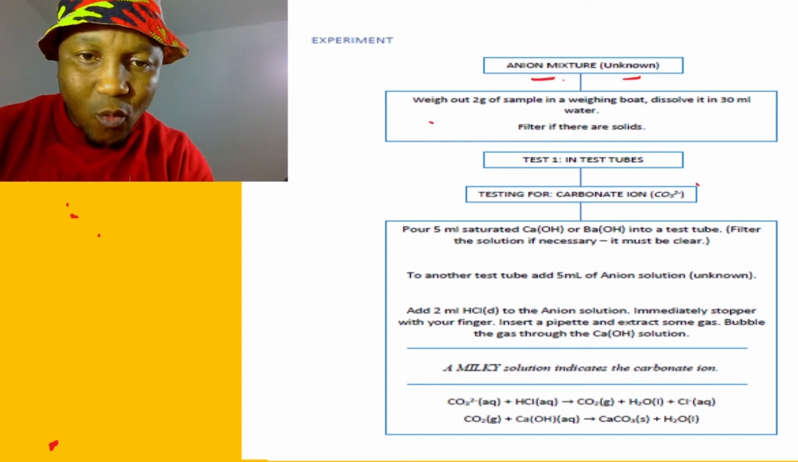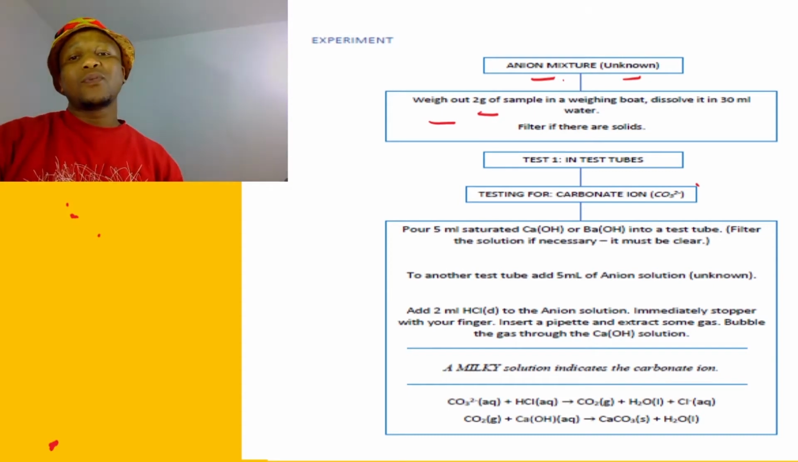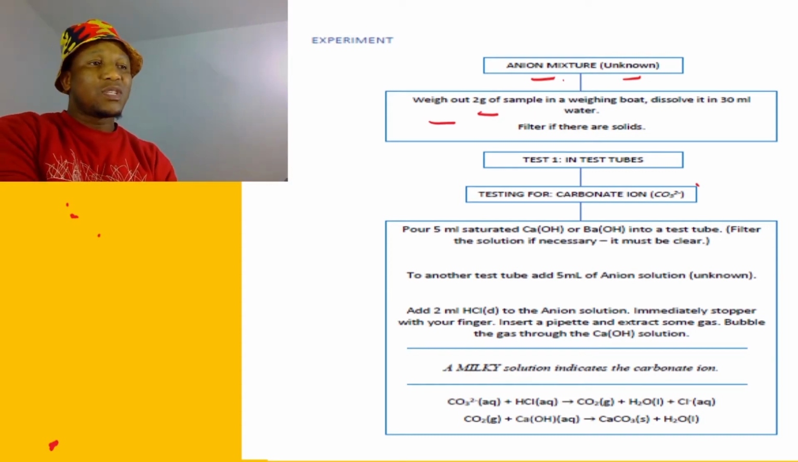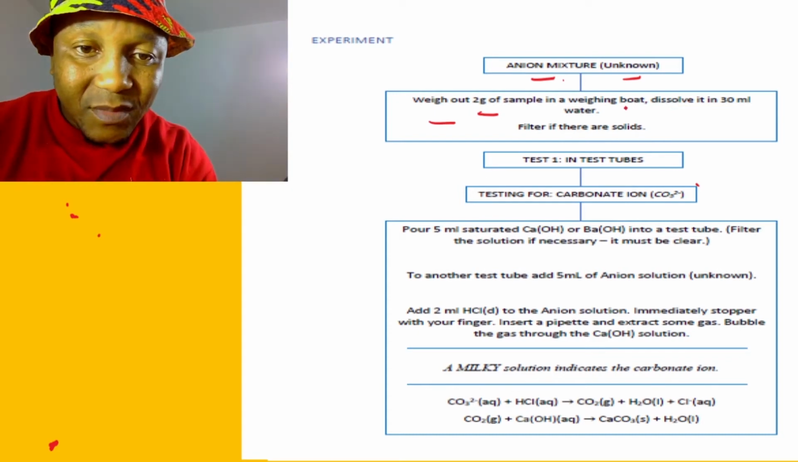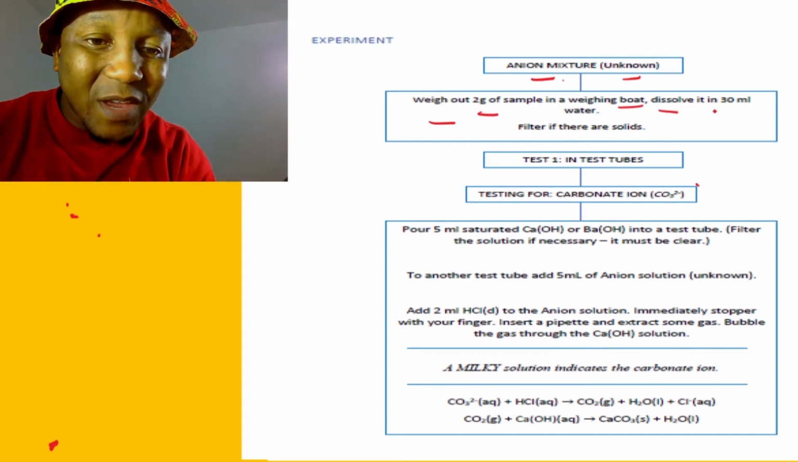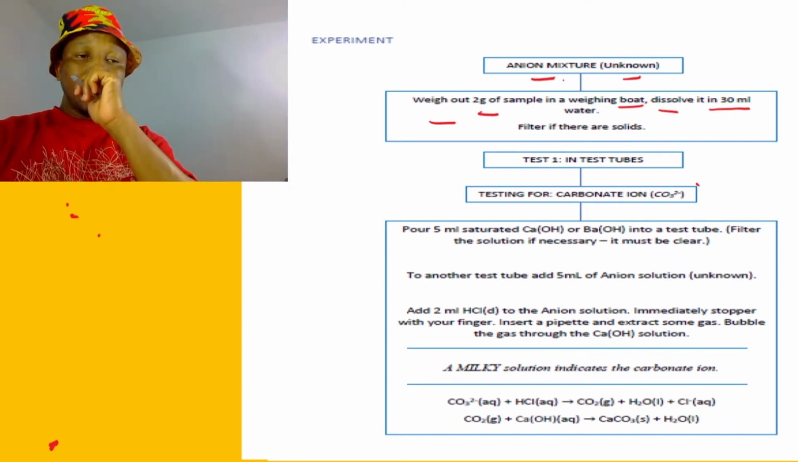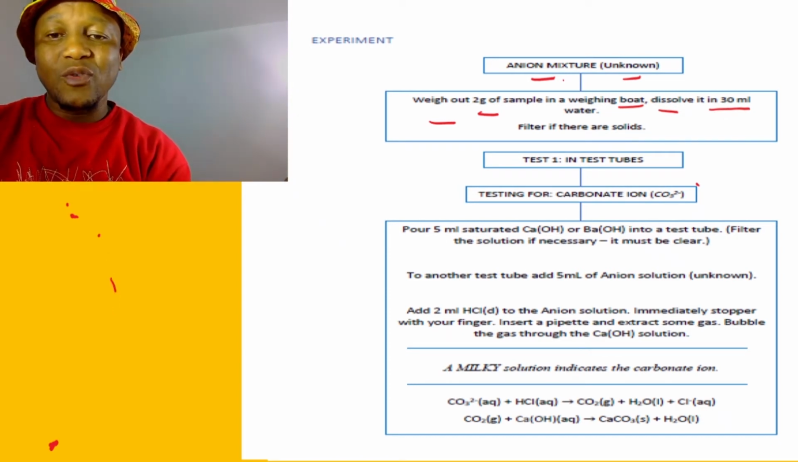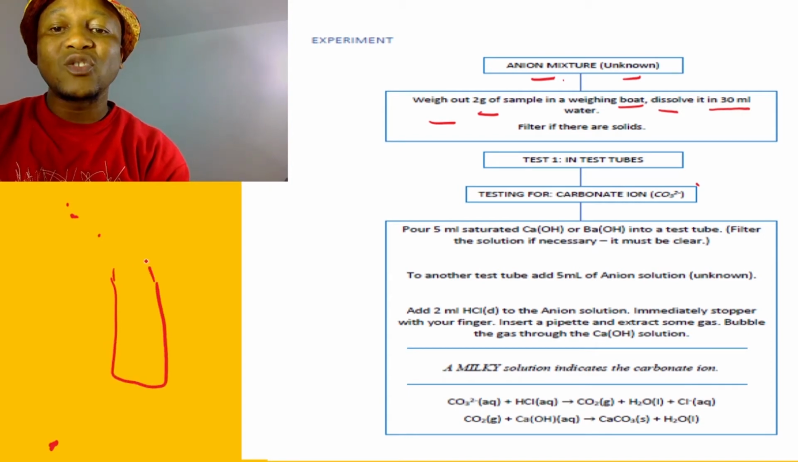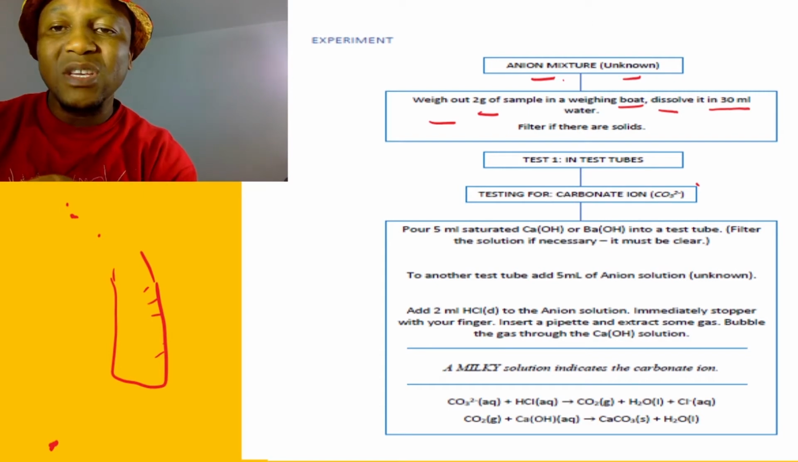And they say weigh a 2 gram sample. So take the sample, put it in a balance, and then measure. Oh, it's 2 grams. And then what happened? Put in a weighing pot and dissolve in 30 milliliters of water. But remember, you're gonna have your glassware, like let's say a conical flask or graduated flask. So make sure you measure.